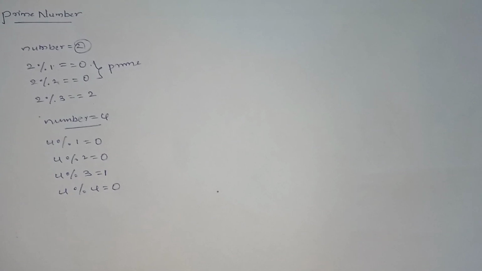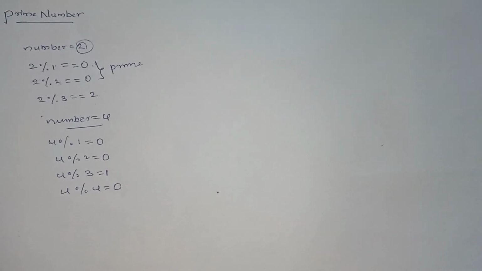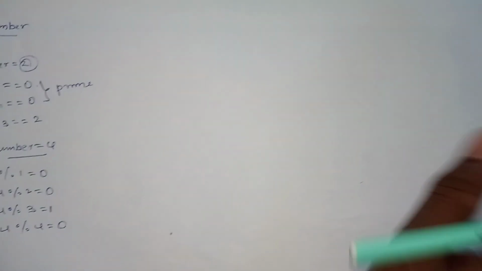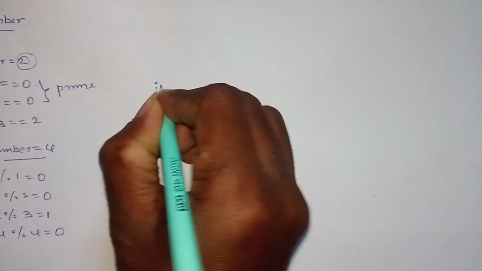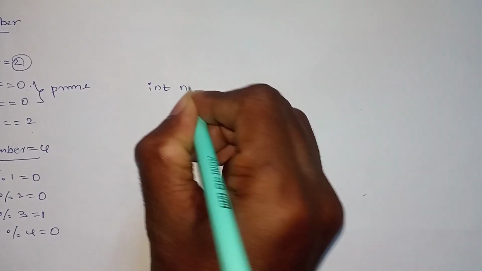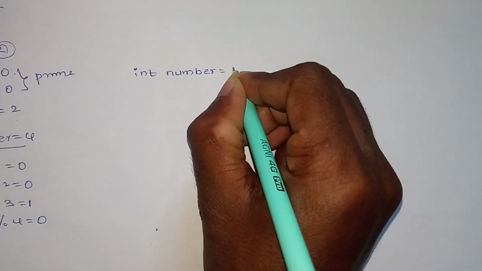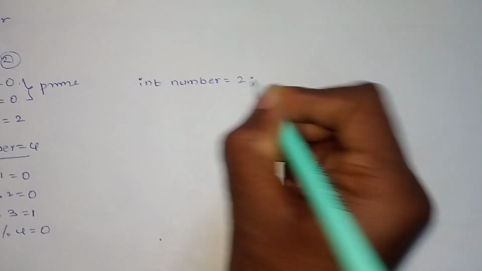Now let us try to write code in Java that determines whether a number is prime or not. At first, inside the main method, we need to declare a variable of type int, number equals, let us say the number is 2.